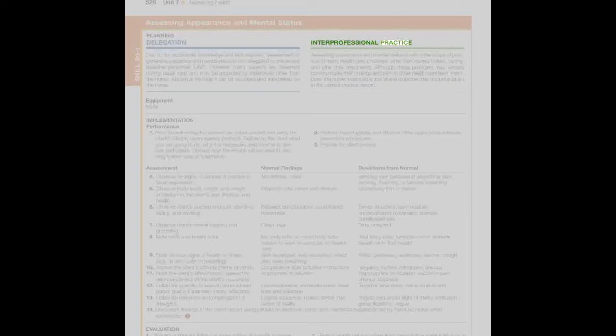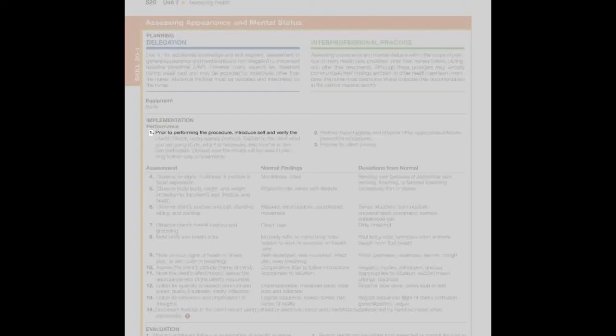Interprofessional practice. Assessing appearance and mental status is within the scope of practice of many healthcare providers other than nurses before, during, and after their treatments. Although these providers may verbally communicate their findings and plan to other healthcare team members, the nurse must also know where to locate their documentation in the client's medical record. Equipment: none. 2. Perform hand hygiene and observe other appropriate infection prevention procedures. 3. Provide for client privacy.